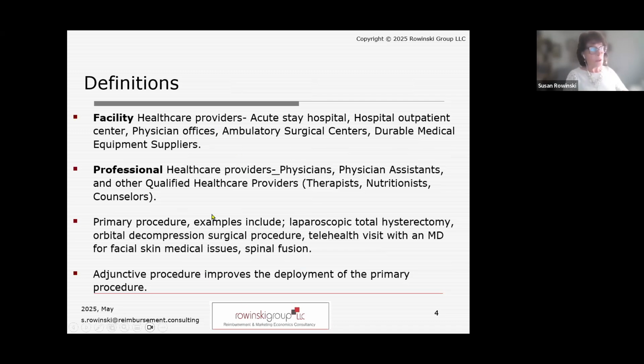Definitions. You're going to hear me use 4 definitions over the next 40 minutes. You're going to hear me refer to what's called facility healthcare providers. In the United States, providers are broken into 2 categories, facility and professional. Facility providers include the acute stay hospitals, hospital outpatient centers, physician offices, ambulatory surgical centers, and durable medical equipment suppliers. These are what I'll call the infrastructure. It's the facility provider who purchases your product. It is the professional provider who uses your product, and this includes physician assistants and other qualified healthcare providers such as therapists, nutritionists, and counselors. You'll see why that's important a little bit later on.